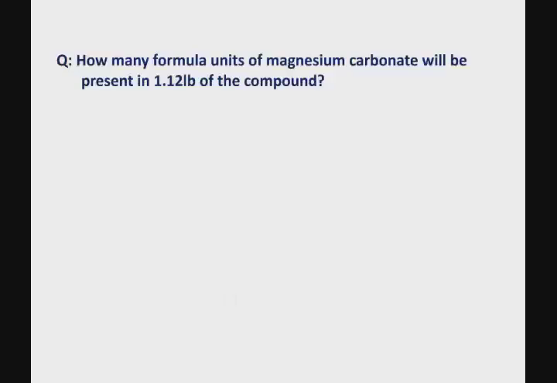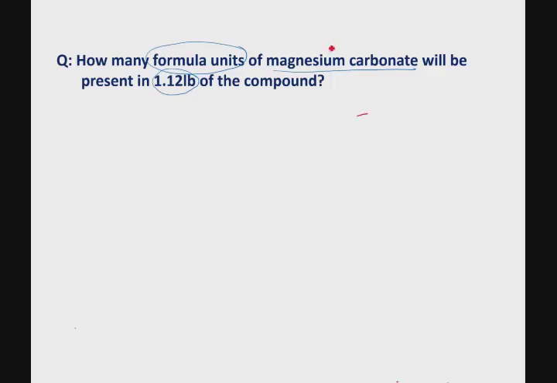So in this problem, we need to calculate the number of formula units of the compound magnesium carbonate given in a certain number of pounds of that substance. Again, a few points before we actually solve this problem. Number one, what is magnesium carbonate? You have to have the correct chemical formula for this substance before you can start. So please go back to the previous sessions if you're having difficulty coming up with the chemical formulas. That information you have to have.